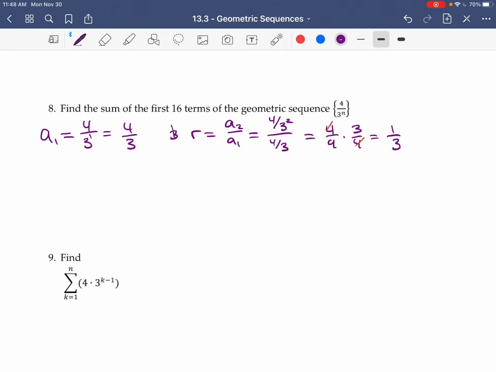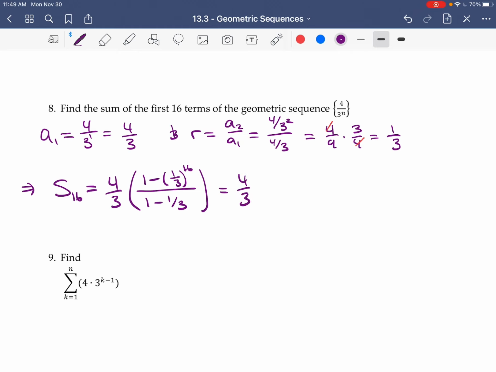My r is 1/3. So then if I want S16, it's going to be the first term times 1 minus 1/3 to the 16 over 1 minus 1/3. Okay, now if you compute this, we could simplify it a bit. Okay, so 3 to the 16 is probably a really big number. Yeah, so let's just leave it like that.